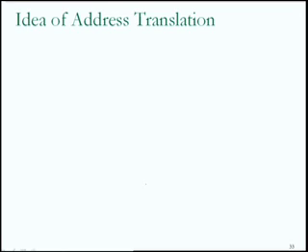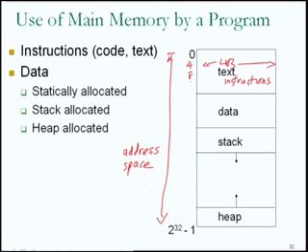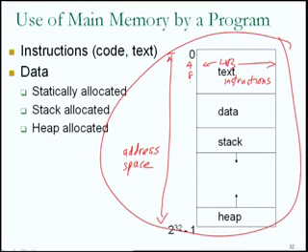Now the idea of address translation is simply that each program is written with the assumption that it has an address space which ranges from 0 to 2 power 32 minus 1, let us say. And this picture is achieved by the compiler. The compiler associates different instructions with these addresses. It associates addresses with the data with this kind of a picture in mind.